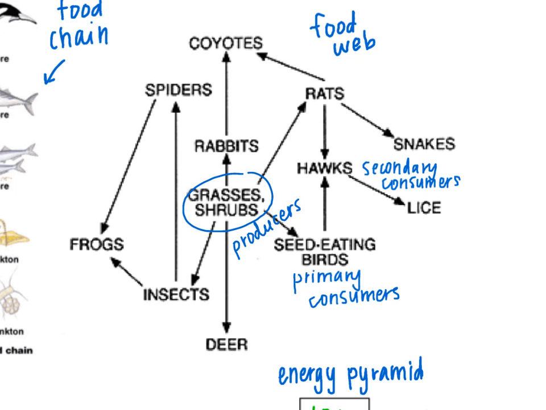Notice the direction of the arrows. The arrows always point from the thing giving the energy to the thing that gets the energy. So it can be tempting to want to do it the other way around, point the arrow from the deer to the grass, because deer eat grass, but that's not right. You're going to point the arrow in the direction of the energy flow.